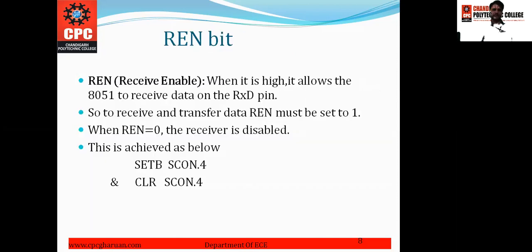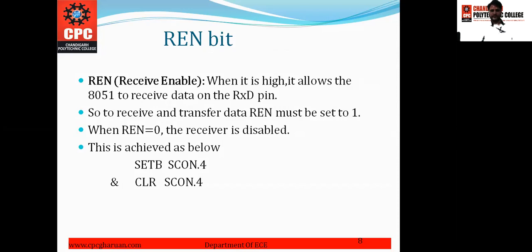Next is the REN bit, that is the receive enable bit. When it is high, it allows the 8051 to receive data on the RXD, that is the receive pin. So to receive and transfer data, REN must be set to 1. When REN is equal to 0, the receiver will be disabled. If you want the 8051 to receive data, then you have to make this pin REN equal to 1.